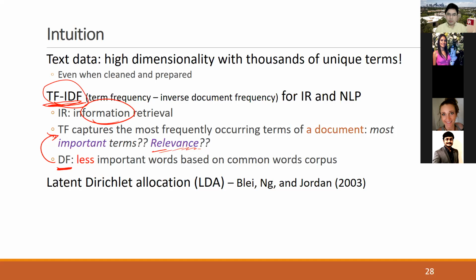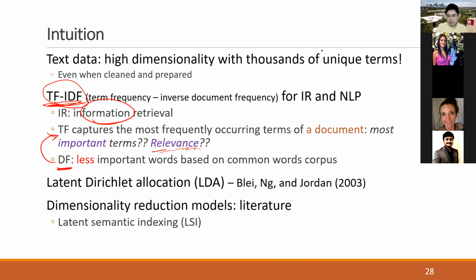TF-IDF doesn't help you because it's not a model. It's not a model based on parameters. It's a description of the text. So there needs to be a model. Latent Dirichlet allocation is one of such models that is very popular now.